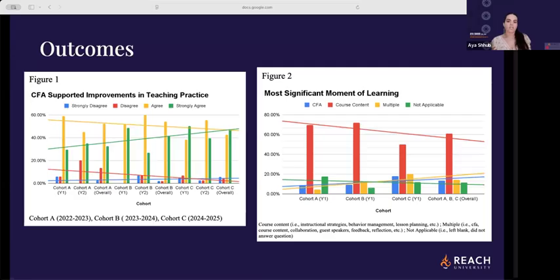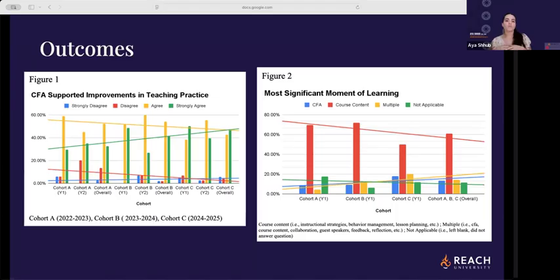And in figure 1, we are looking at candidates who reported that the CIFA supported their improvements in overall teaching practice. And what the data showed is a 15.04% increase between cohort A and cohort B responses in candidates who said they strongly agree that the CIFA supported their overall teaching practice. And there was about a 7.52% average increase each year.